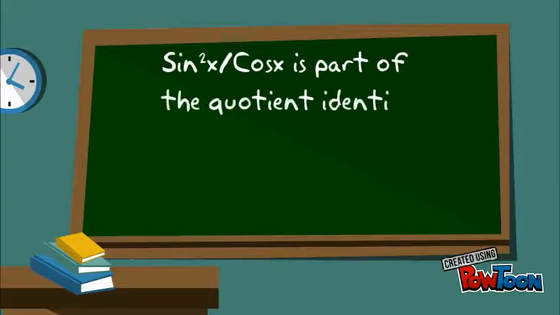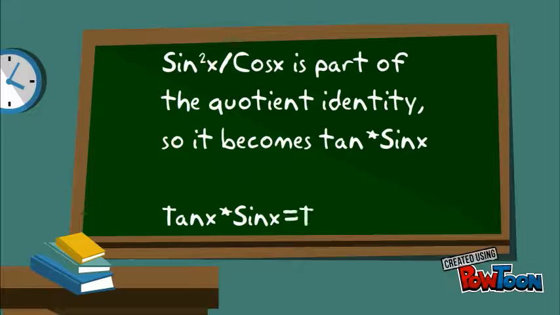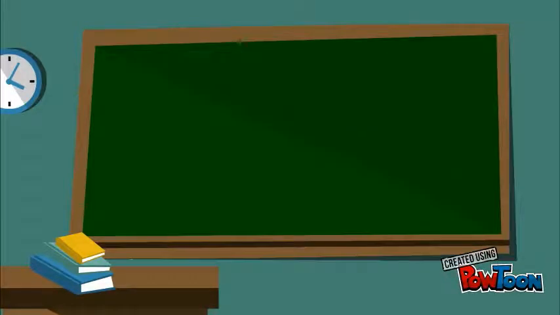Sine over cosine is a part of the quotient identity, which means sine squared x over cosine x is a part of the quotient identity also, which will make it tan x multiplied by sine x, and you will verify the identity.